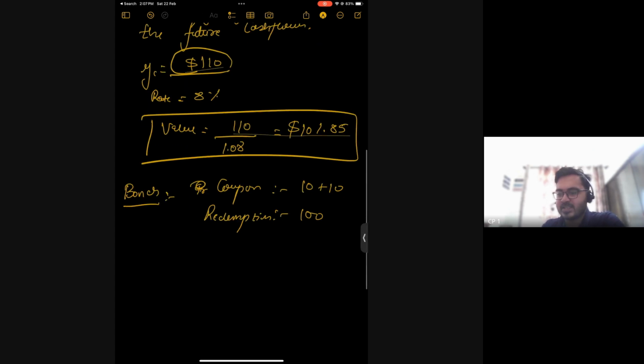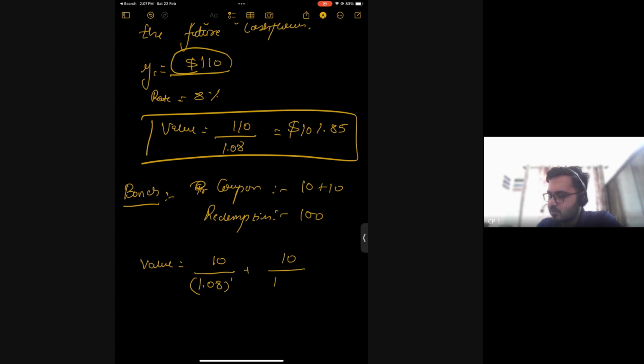Now, if I ask you to value this asset class, again, the fundamental factor remains the same. So the value in this situation will be 10, which you get a year from now, discounted at 8%. And the 10 which you get 2 years from now will be discounted at 8% to the power of 2, because you have to pull it back by 2 years. And the 100 which you again get 2 years from now will be discounted at the power of 2.